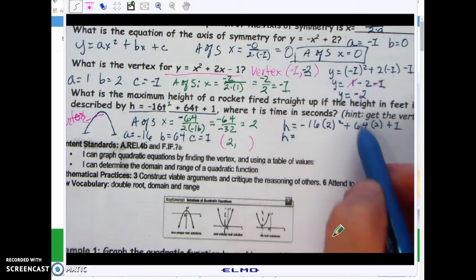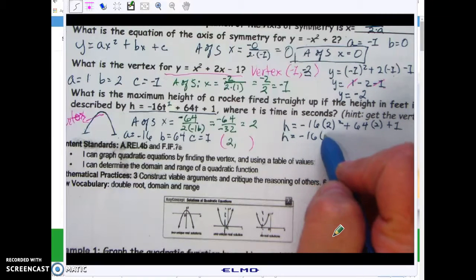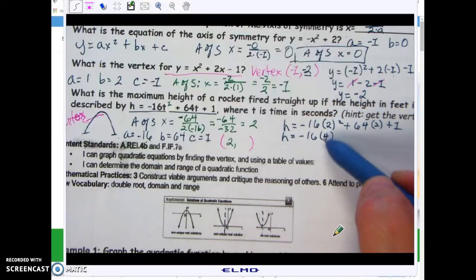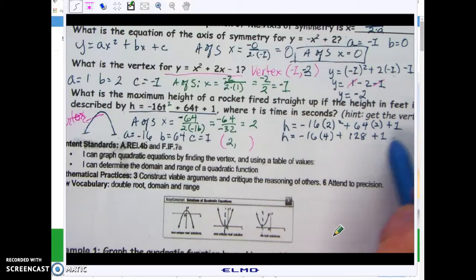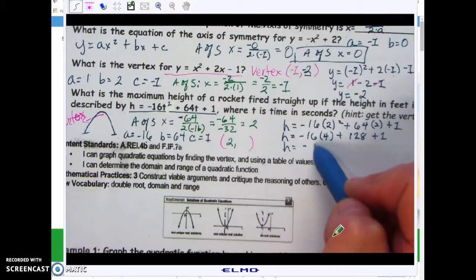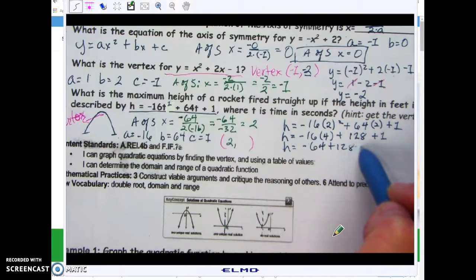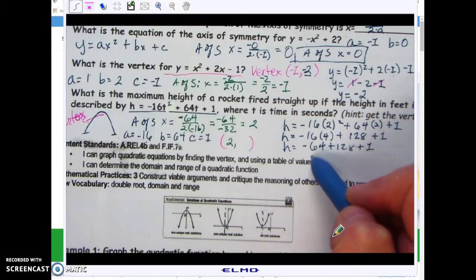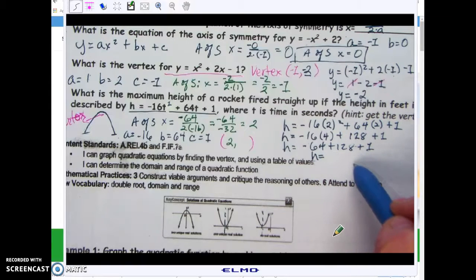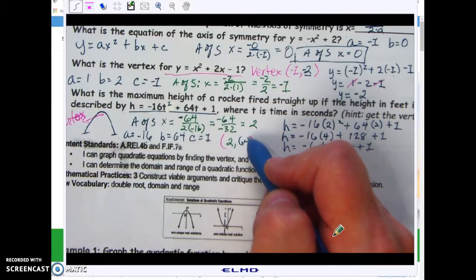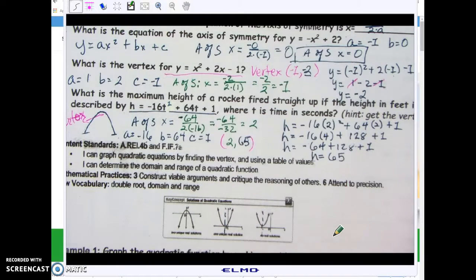So height equals 2 squared, negative 16 times 4. We square that first, then we're going to multiply it by the 16. Plus 64 times 2 is 128 plus 1. Height equals negative 16 times 4 is 64, plus 128 plus 1. And that is going to come to 65, which goes there. And that's it. That's all we do.